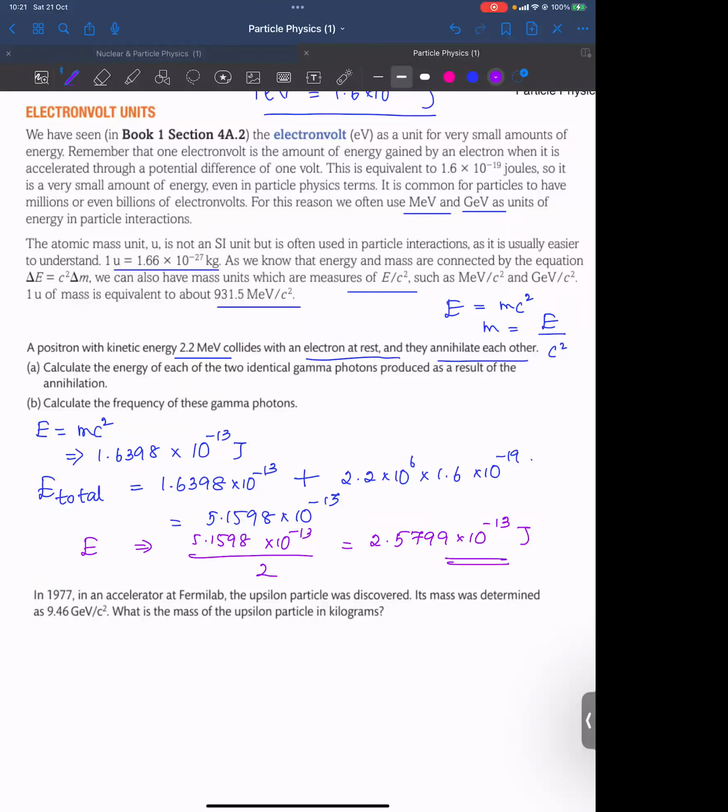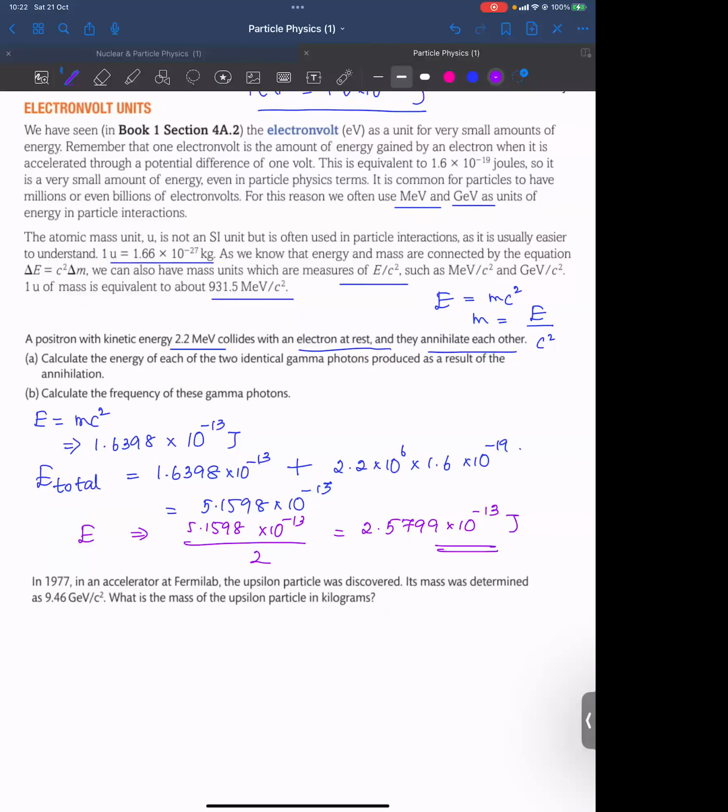But here it's a different story. One is stationary, one is moving and collides. So there are two gamma ray photons, and we don't know the frequency. Frequency can be different. Anyway, the next part is they're asking for the frequency of these gamma ray photons. So what I don't understand is why are you dividing it by 2?